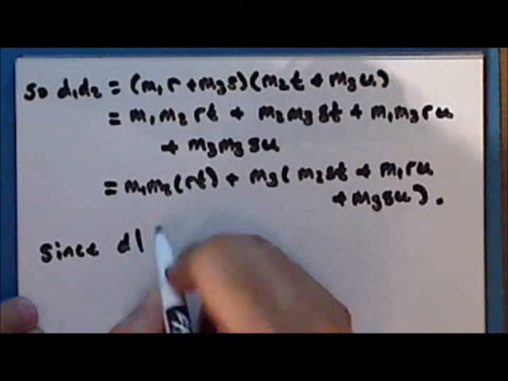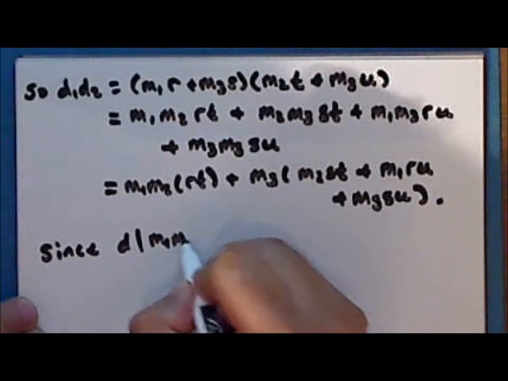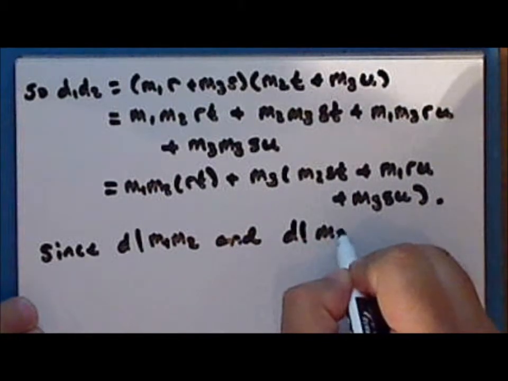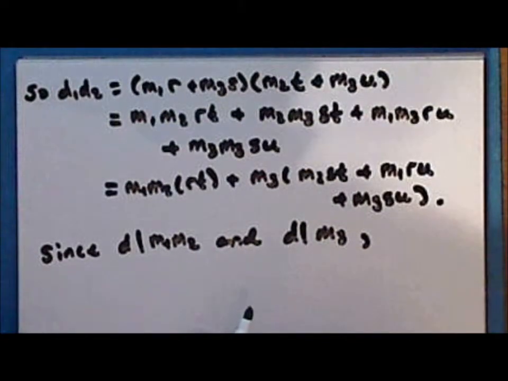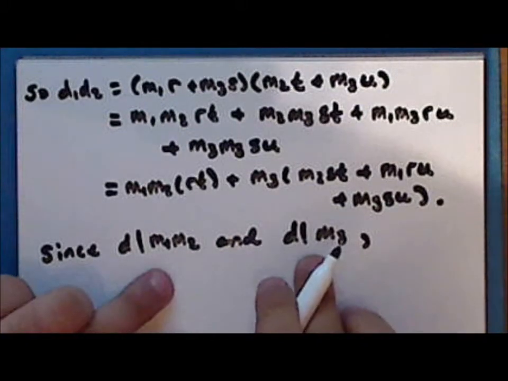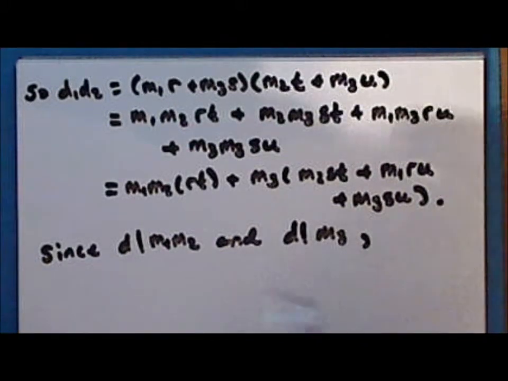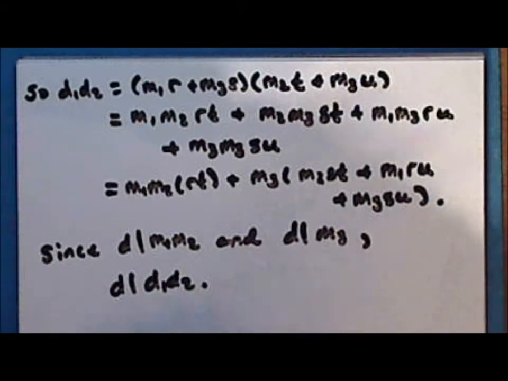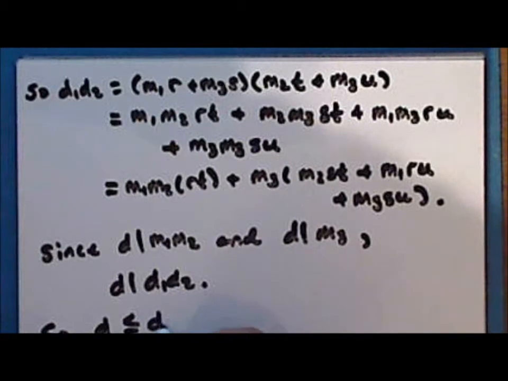Now since D divides the product m1 times m2 and D divides m sub 3, D divides any linear combination of these two integers, and in particular D divides the product d1 times d2. And so d is less than or equal to the product d1 times d2.